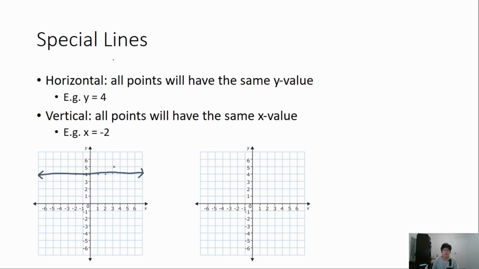You might think it's vertical because it says y. But remember, y is that way. y equals 4, so it's always going to equal 4. So the line will actually be horizontal.